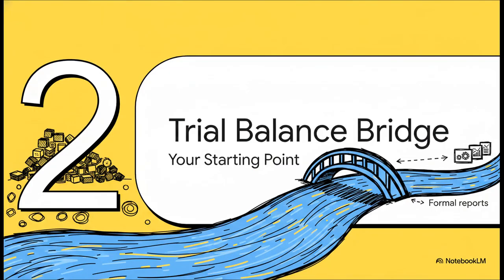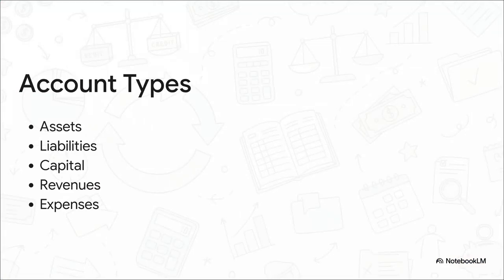Moving right along to part two, the trial balance bridge, which is really your starting point. So after those adjusting entries are totally done, your adjusted trial balance acts as this master list. It contains all of your account balances. We're talking assets, liabilities, owner's capital, owner's drawings, revenues, and expenses. And, it goes without saying, but your total debits absolutely must equal your total credits here. Seriously, if they don't, stop right there. You literally cannot build a solid house on a broken foundation.